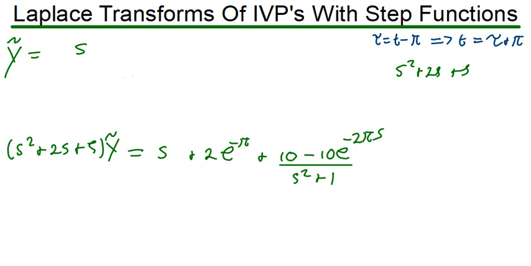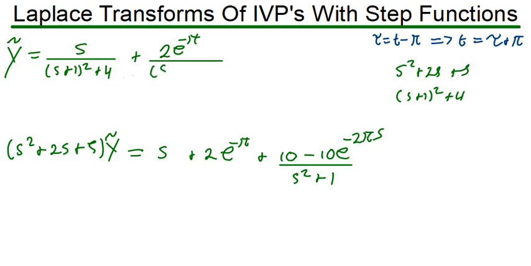when you complete the square, this is going to end up being s plus 1 squared plus 4. That's what it's going to be equal to. So the s divided by that will be s plus 1 squared plus 4, like that. Since you can't factorize, just complete the square, and I'll do the same for the other part, which is my 2e to the minus pi. I'll also divide it by the same.